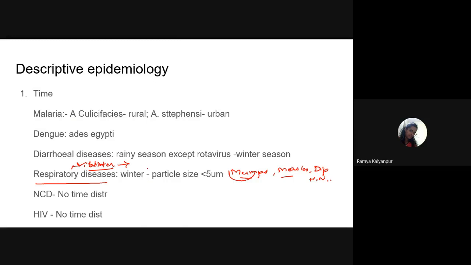And why is it more common in the winter season? Because the air pressure is less and it is more dry in nature, and particles will be suspended in the air for a longer period of time. So that is the reason why these respiratory diseases are more commonly seen in winter season. And a very important MCQ question is, what is the particle size which is responsible for most of the spread of respiratory diseases? So the respiratory droplet particle size should be less than 5 microns. If the particle size is less than 5 microns, then there are higher chances of respiratory diseases.